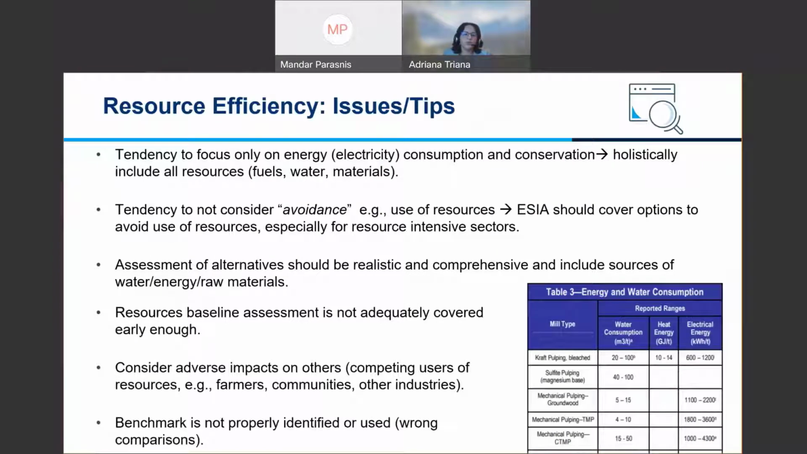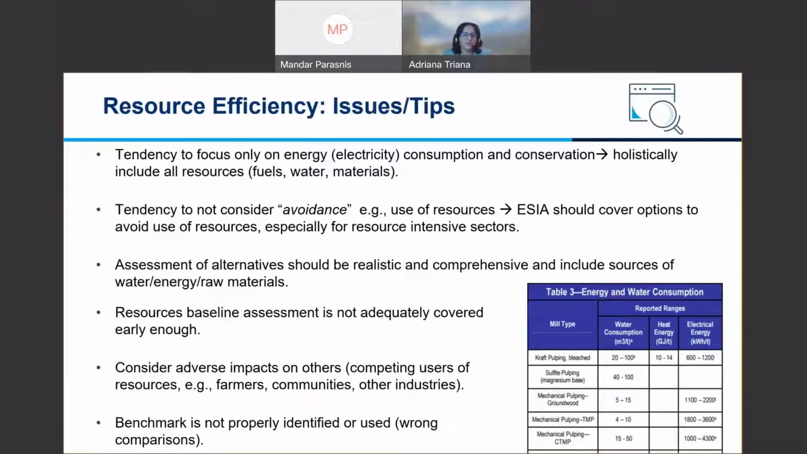Now, we also want to bring to you what we have learned in our experience at IFC in the implementation of Performance Standard 3 on resource efficiency. After this slide, we will go to questions and answers. What we have seen, first, is that clients tend to focus only on energy, and sometimes only on electricity use, and do not really look at all the resources. There is little attention sometimes to raw materials and fuels, where there can be significant gains in resource efficiency.